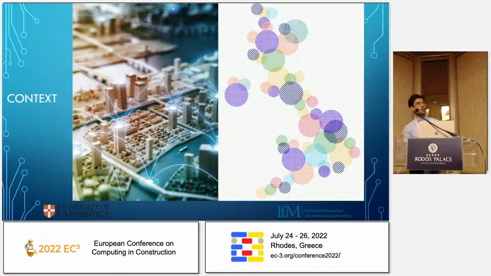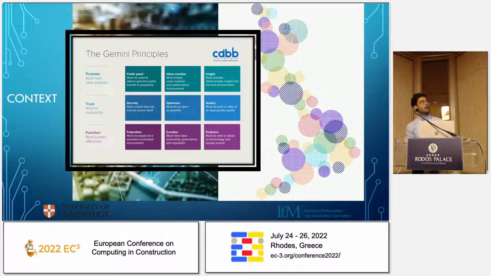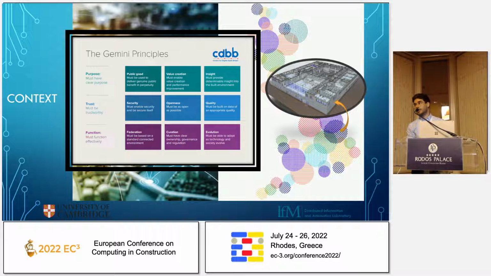This work is actually part of a bigger initiative in the UK, where we are trying to digitalize our infrastructure and move towards a national digital twin level. Any digital twin that wants to join that initiative needs to meet these 9 Gemini principles, and in our case we'll be digitalizing the West Side Cambridge campus.